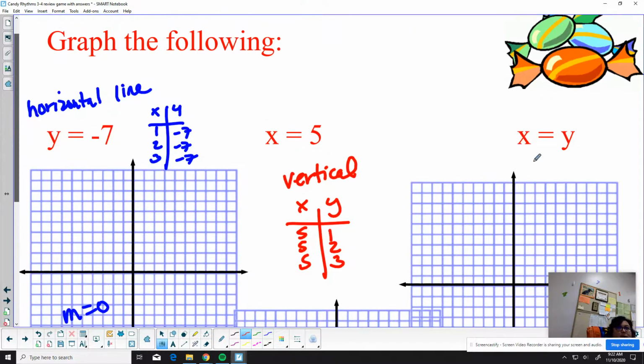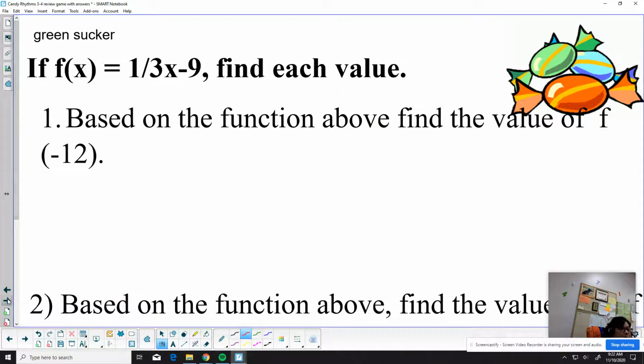And then on this one, this is just in slope-intercept form. So I could put plus 0 here. So the slope is 1x plus 0. So the b is 0. Up 1, right 1, up 1, right 1, up 1, right 1. So here's my line for that one. And the b is 0, and the slope is 1, because there'd be a 1 right here. Okay. All right. Keep moving.